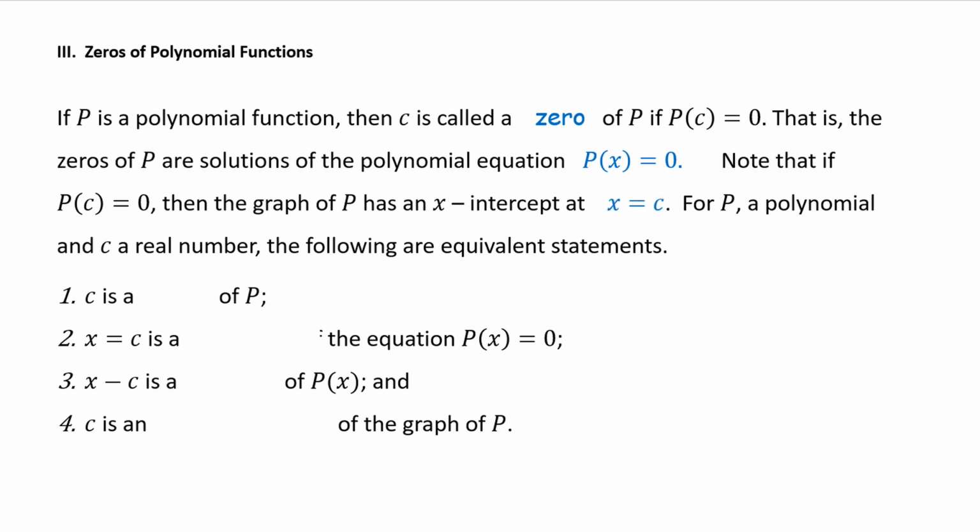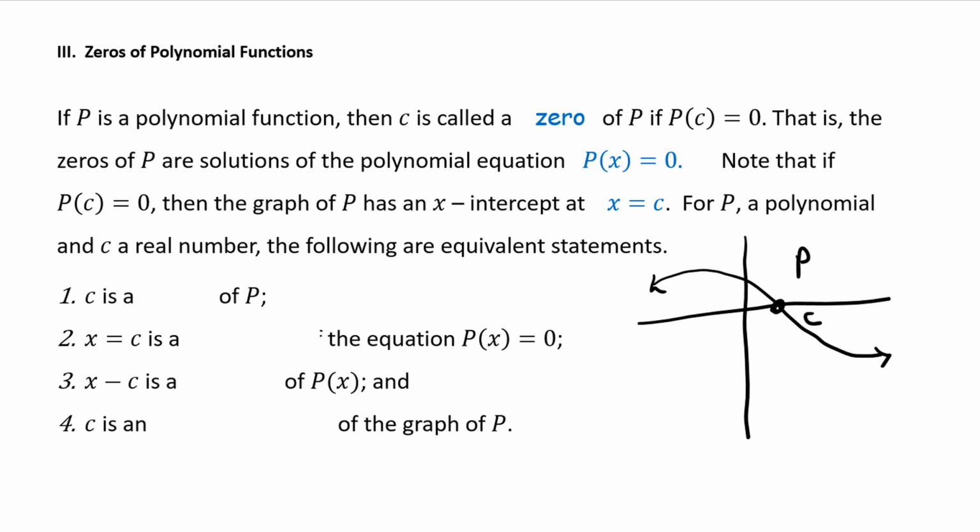Let's visualize that. Let's look at a portion of a polynomial graph. So we'll have a graph that looks like it starts in the second quadrant, intersects the y-axis between the second and first quadrant, and then decreases hitting the x-axis and then going into the fourth quadrant. Let's suppose the point where the graph intersects the x-axis is C. What we have here is a solution. That is what is meant by P of C equals 0.